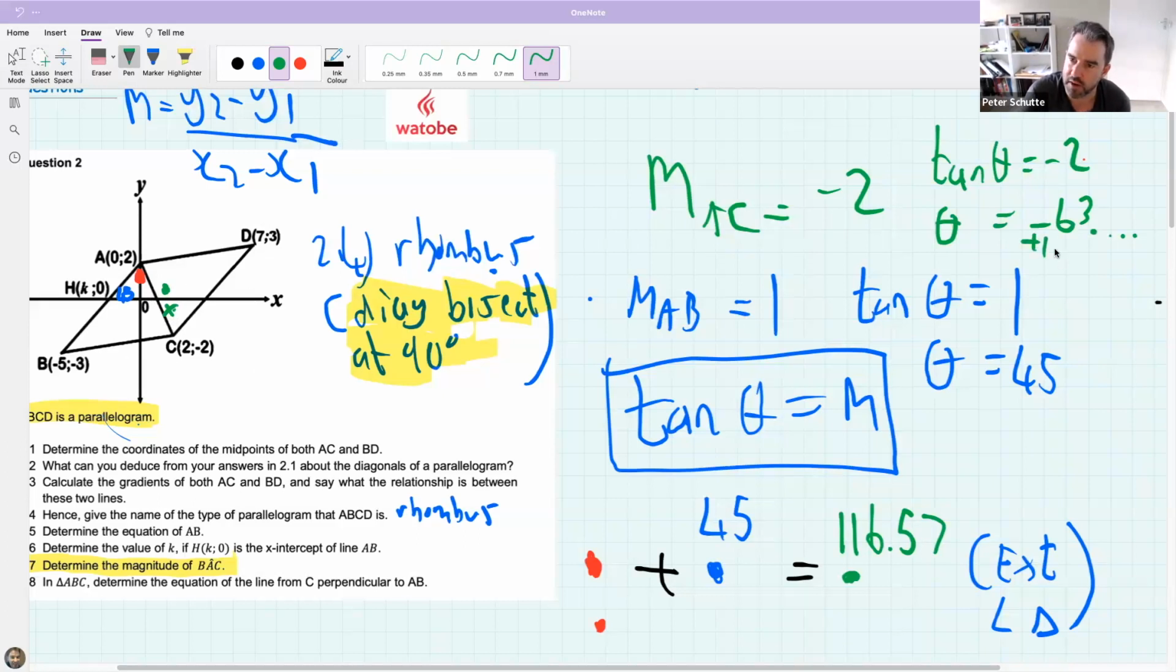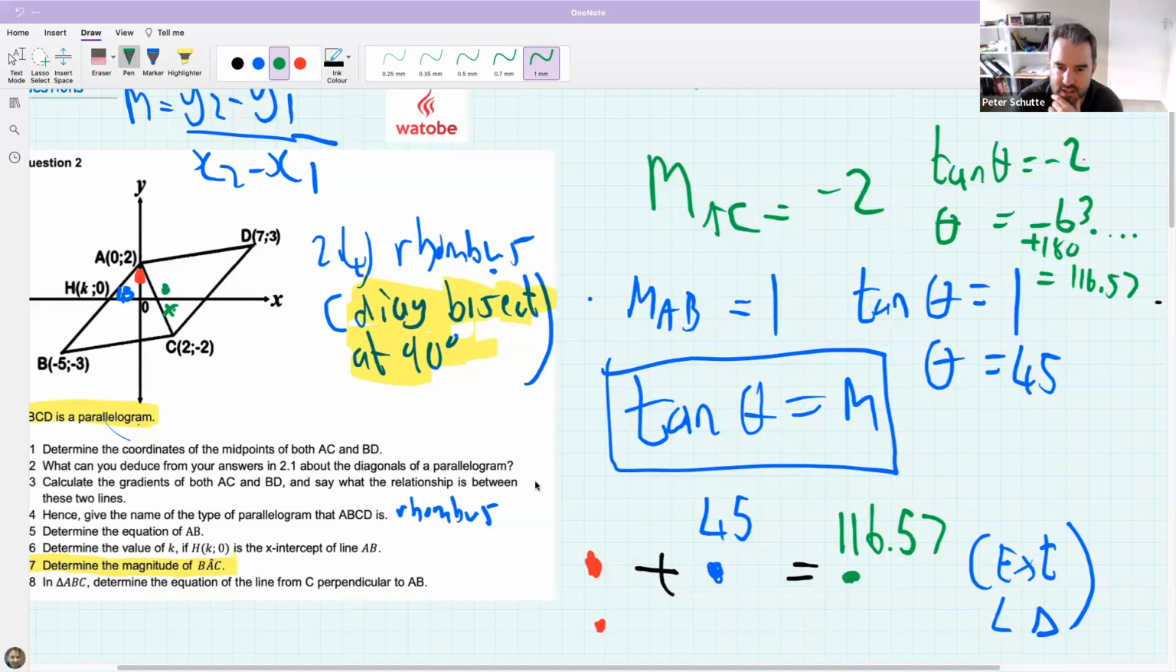And so if we add 180 to that, we will then get our 116.57. Now that's the one way of doing it. And yeah, I would look at the recording of the previous lesson if you need some more help on that.